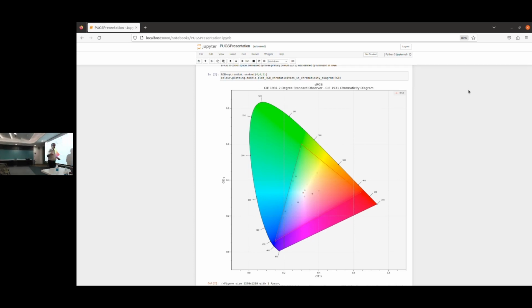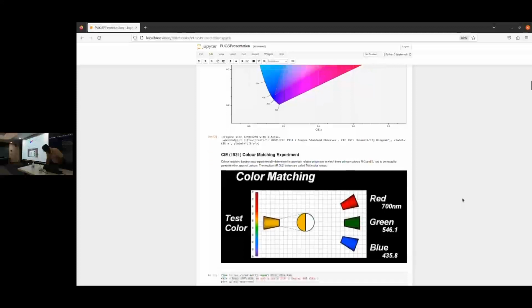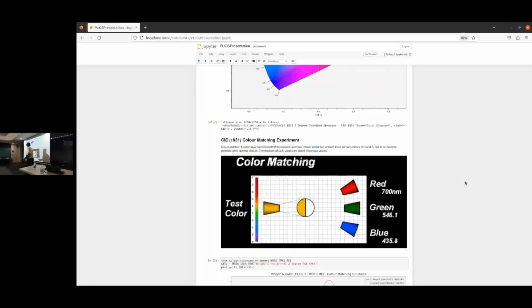For that, we'll have to go back to an experiment that was done somewhere in 1931 with few test subjects. And I'll go through how we arrived at this curve by this experiment. So, the color matching experiment. This was done to match 3 primaries, red, green, and blue, with spectral colors.